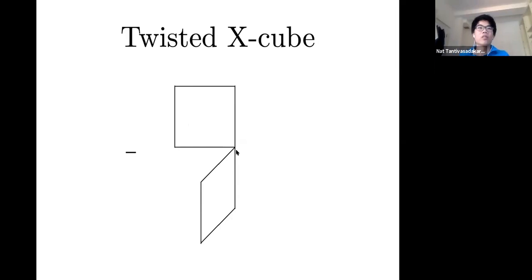So this is sort of an indication, it's not an actual exchange process, but a bunch of us are working on how to do a legitimate exchange process to show that this twisted X cube has fermionic excitations.